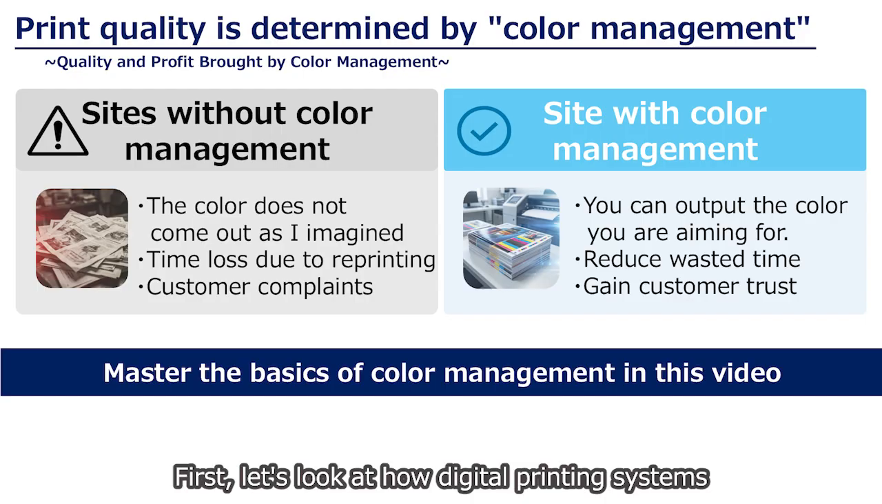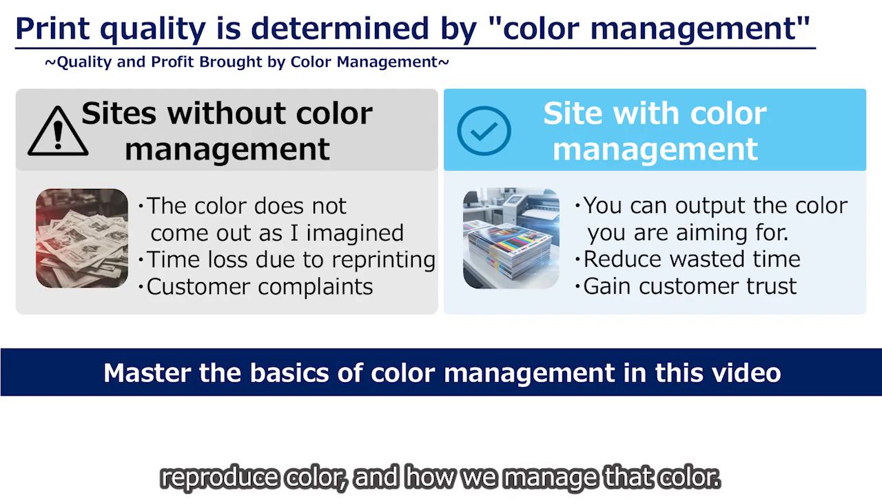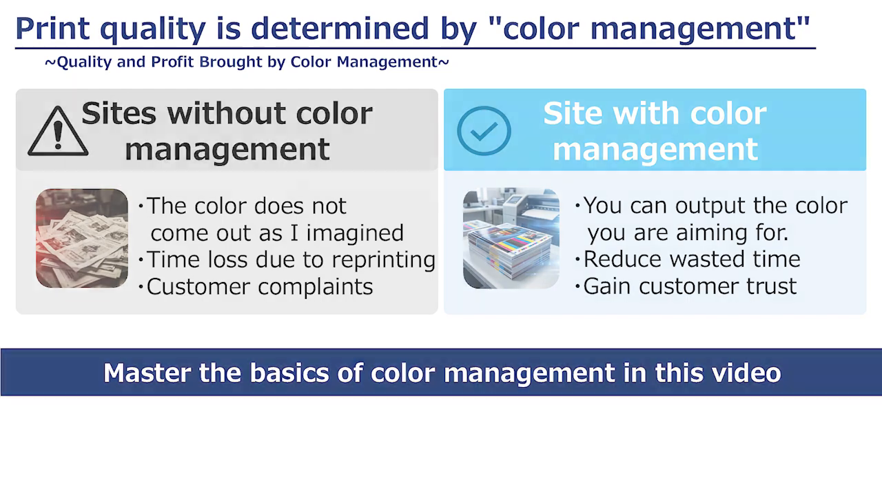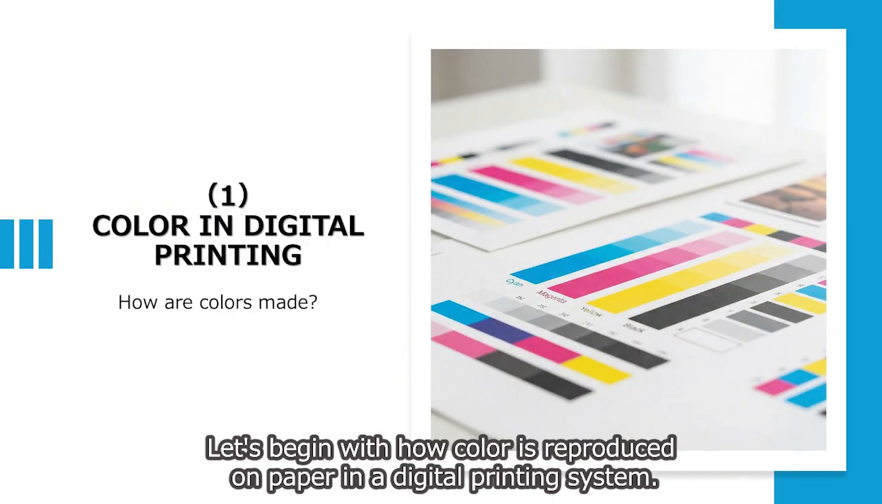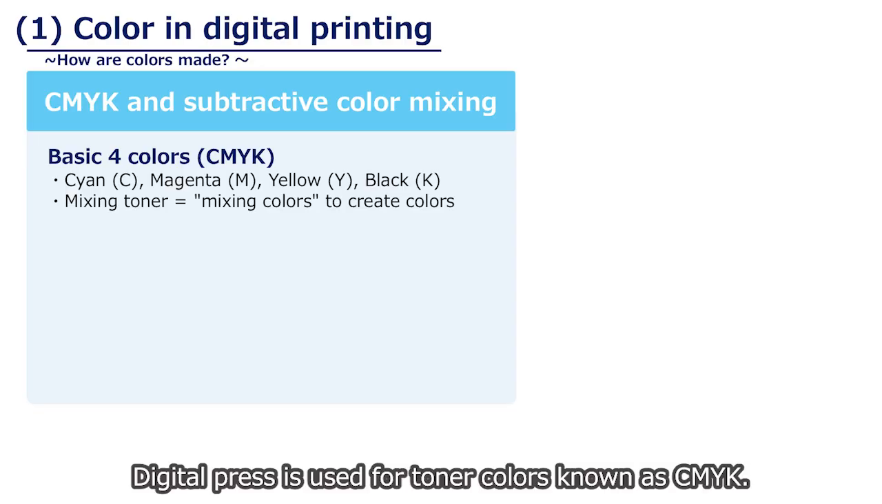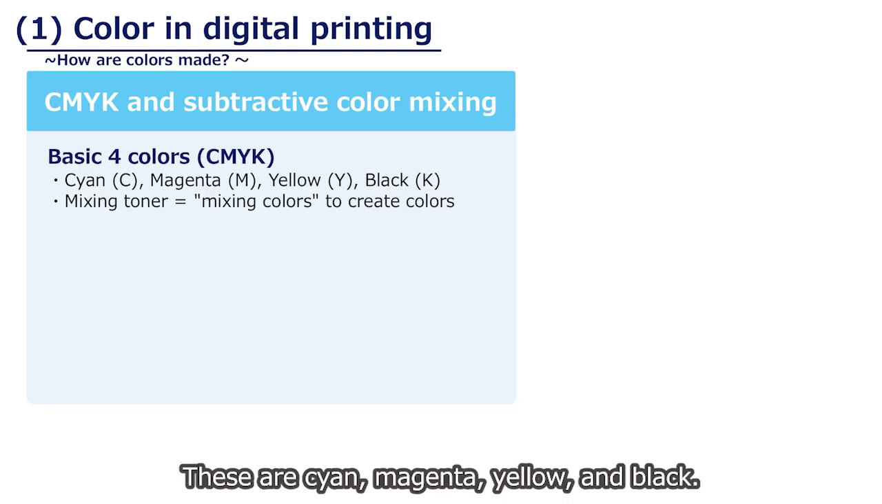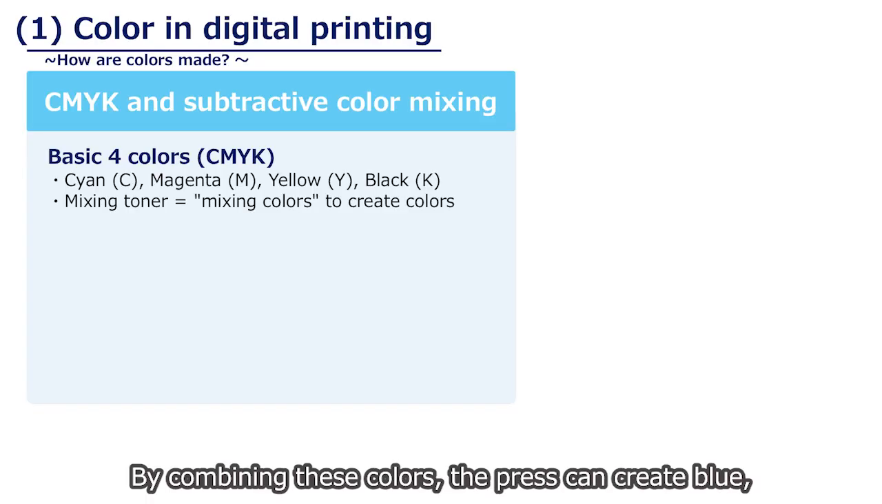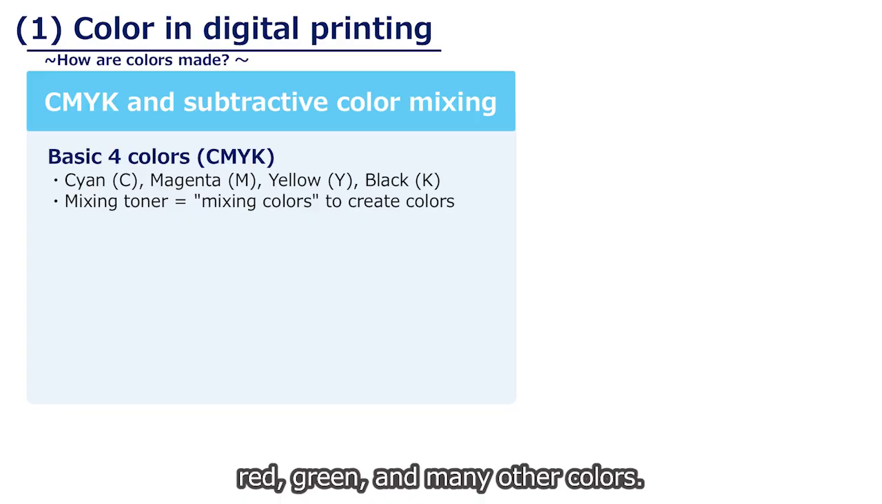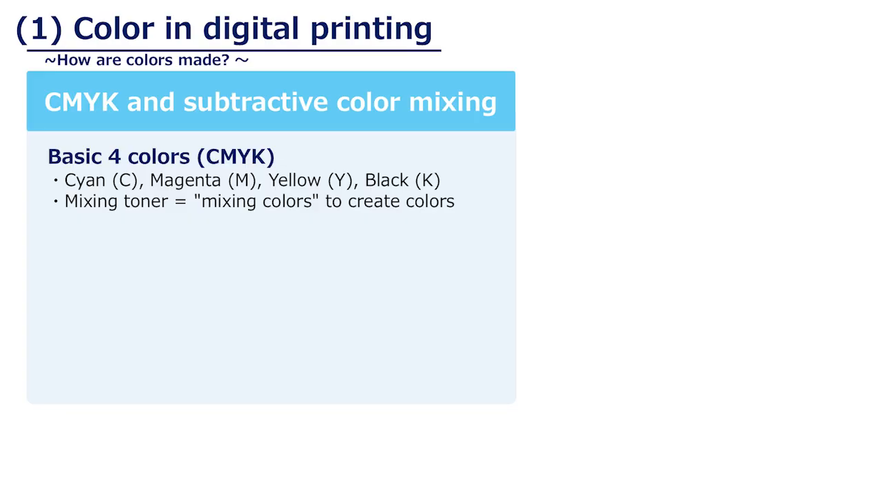First, let's look at how digital printing systems reproduce color, and how we manage that color. Color in digital printing. Let's begin with how color is reproduced on paper in a digital printing system. Digital presses use 4 toner colors, known as CMYK. These are cyan, magenta, yellow, and black. Each toner represents a single color. By combining these colors, the press can create blue, red, green, and many other colors.